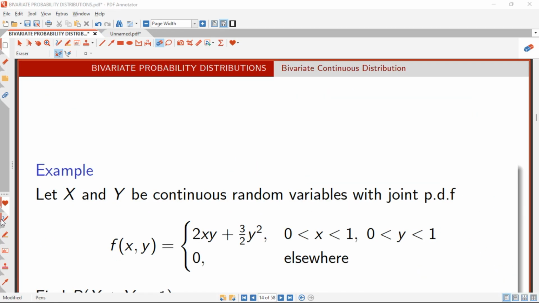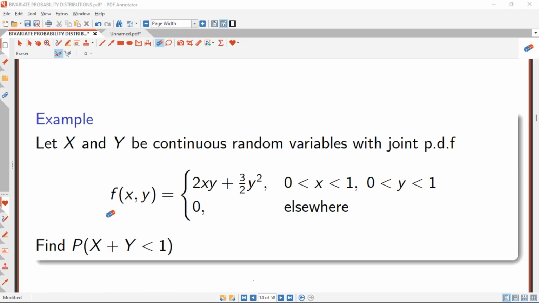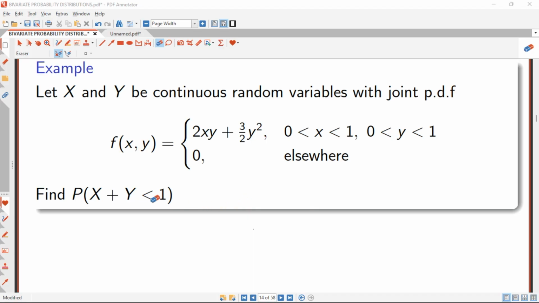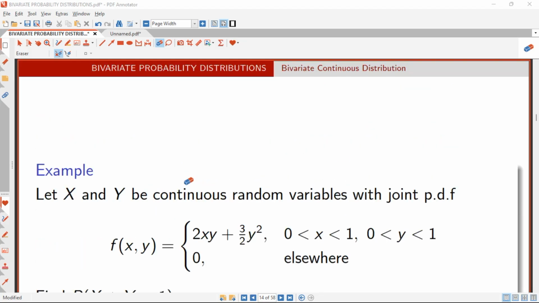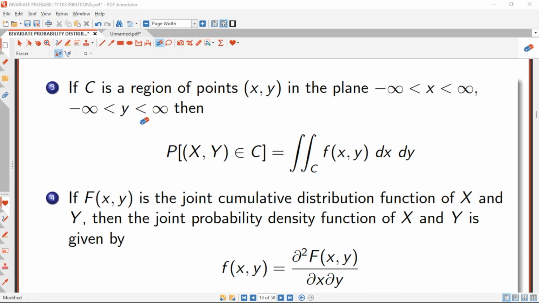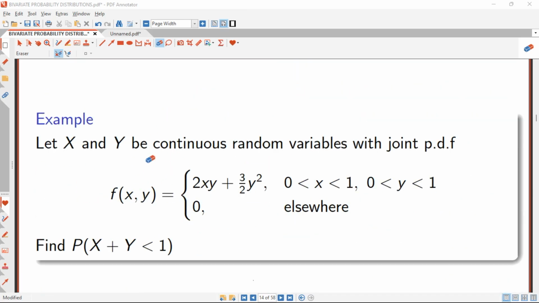Our first question says, let x and y be continuous random variables with a joint probability density function. This is the joint probability density function given to us: 2xy plus 3 over 2 y squared, and the limit of x and y is given to us here. But look, they are telling us to find the probability of x plus y less than 1. This is a critical region question. That is the fact 3 that I told you we will solve some similar questions under. So this is a typical question under that, where you should find the probability that x plus y is less than 1.